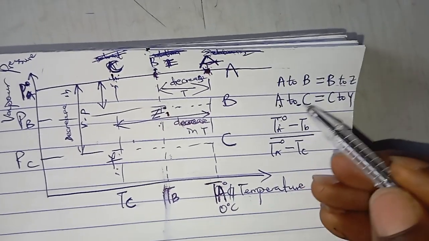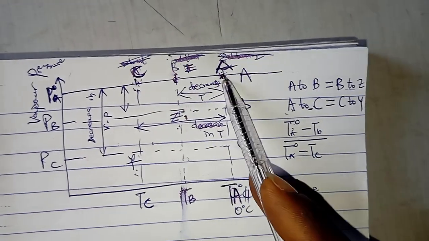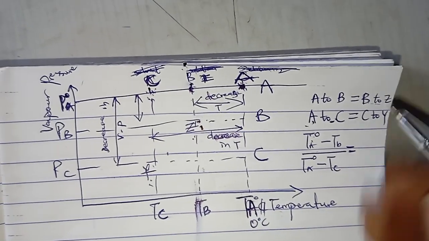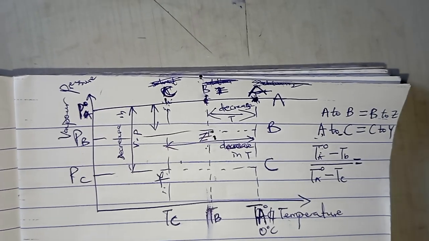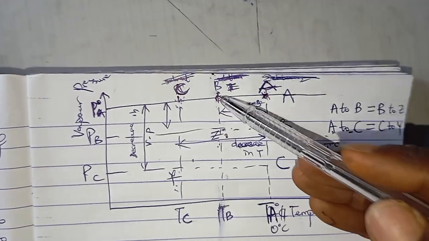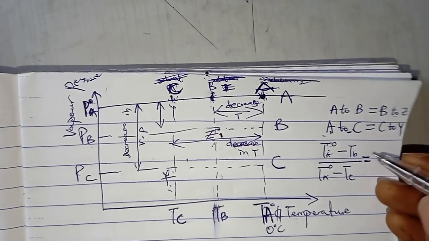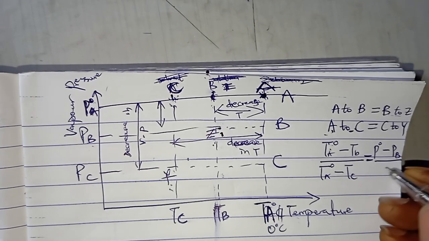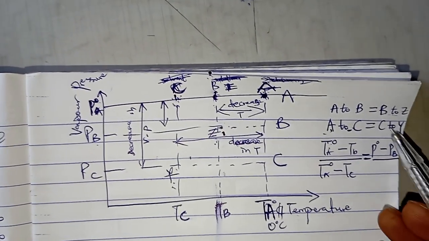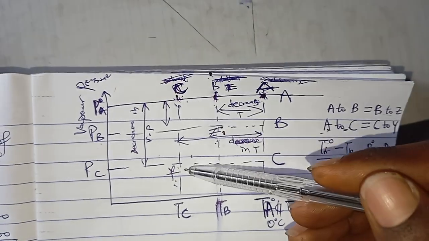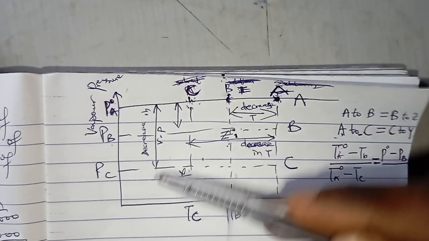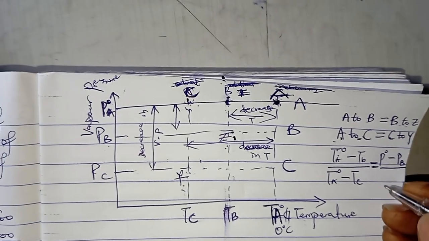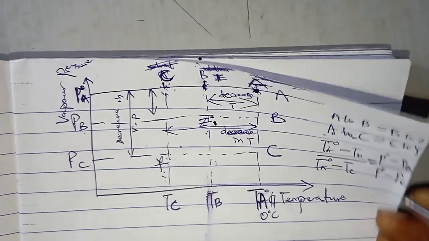That is A to C now, A to C, TA naught minus TC, then equals to B to Z. B to Z is the same thing as saying PA naught minus P, that is the vapor pressure of solvent minus the vapor pressure of the first solution B, over C to Y. C to Y is the vapor pressure of pure solvent minus the vapor pressure of the second solution, or you say the vapor pressure of solution C, which is P naught minus PC.